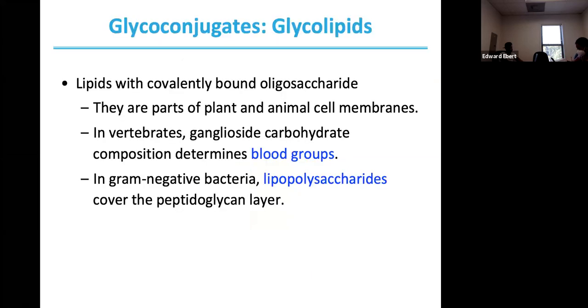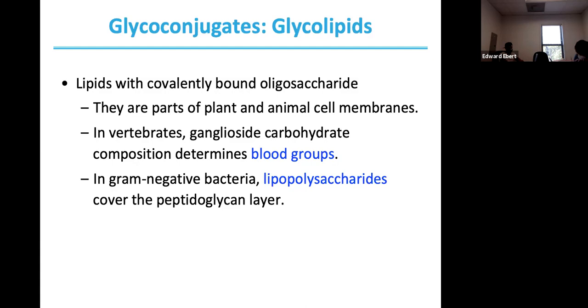All right. We have another class of glycoconjugates. These are our glycolipids, all right? And these are lipids, which we're going to talk about next, that have bound oligosaccharides. A lot of these are found in plant and animal cell membranes. We take our lipid components and we attach some sugars to them. Okay?